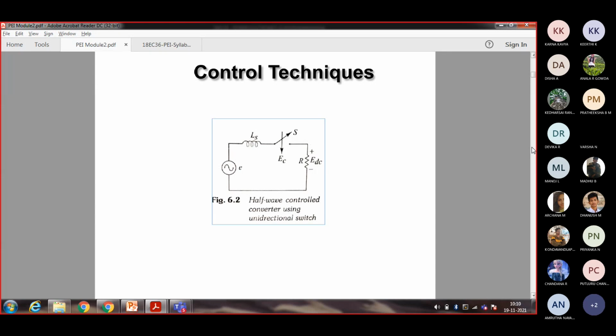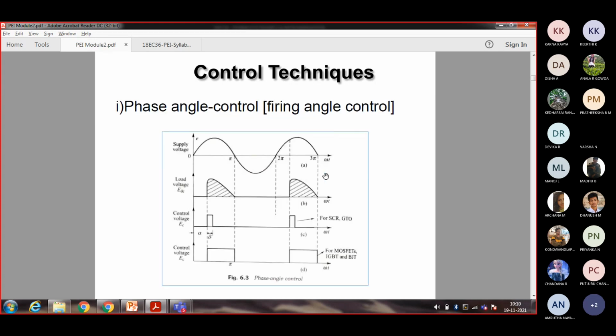The figure shows an inductor and a resistance as the load, and an input AC supply, and we are going to measure the voltage across the load, where we get half wave control conversion. We'll see step by step how exactly it converts. The control techniques control your input and convert it into the required output. First one, phase angle control.